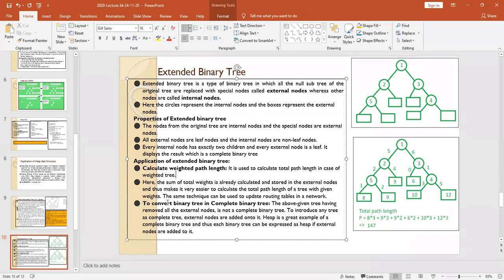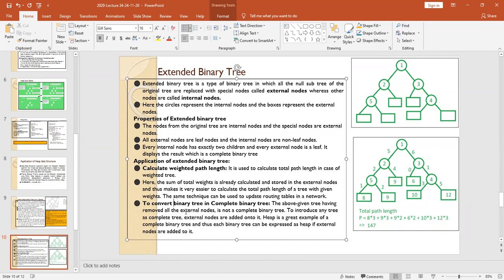Okay, so another application is to convert a binary tree into a complete binary tree. When each and every leaf node is at the same level, we call it a complete binary tree. So all the leaf nodes you can see are at the same level only. That is why we convert the binary tree into a complete binary tree.